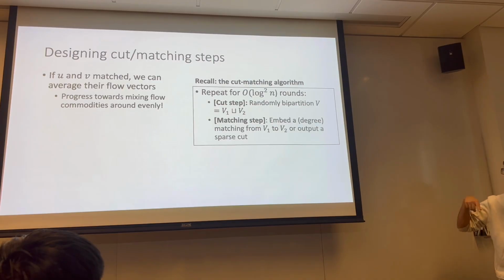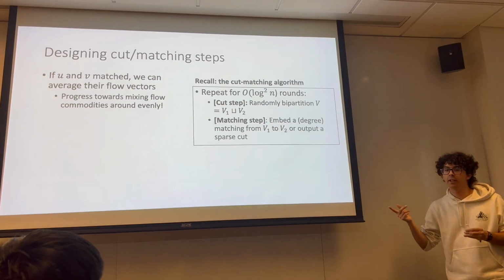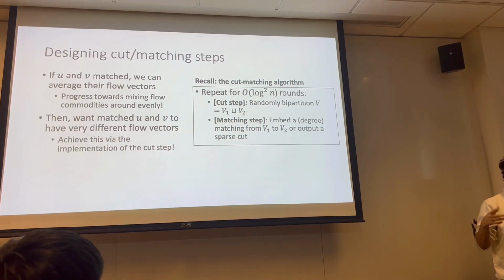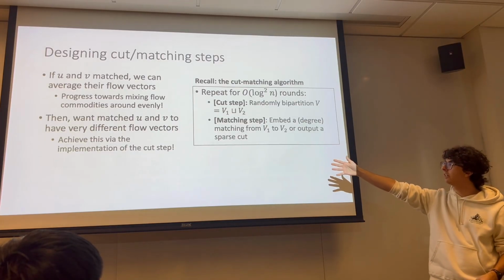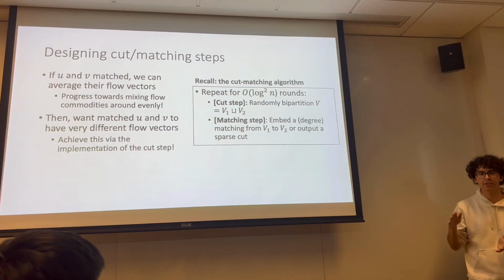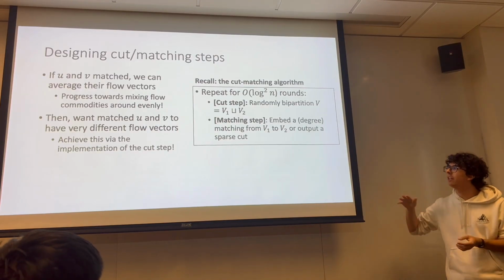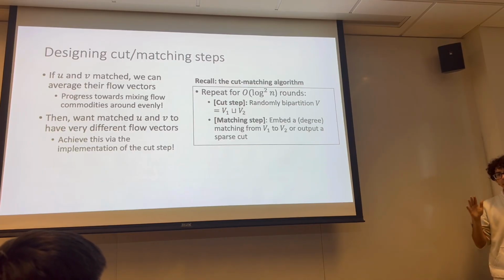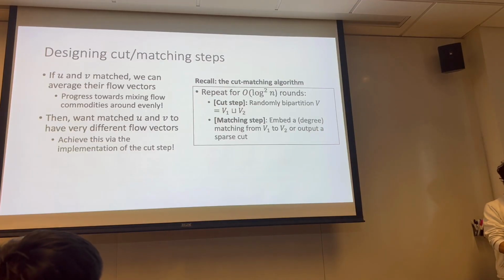And we make the most progress if we match things that are sending their commodities to very different places. And that's what the cut step does. This is what Richard was alluding to actually. You need to design the cut step not to just be uniformly random, but so that it's random in such a way that it guarantees that you're matching things that are sending it to quite different places. This is important. Okay, so that's the cut matching game.